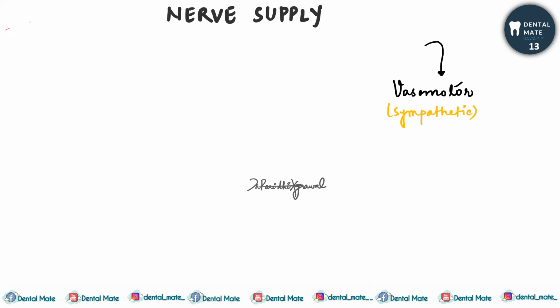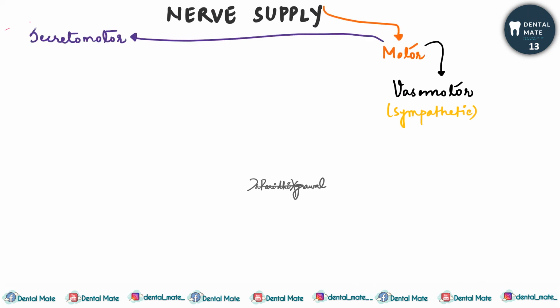अब हम उसकी वेजोमोटर या फिर सिंपैथेटिक सप्लाई देखते हैं. देखो, मोटर सप्लाई में वेजोमोटर, सिक्रीटोमोटर. The vasomotor supply is the sympathetic supply, whereas the secretomotor supply is the parasympathetic supply.